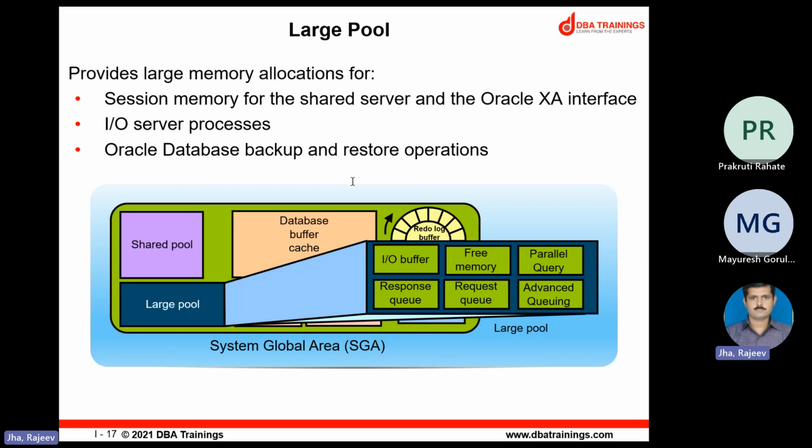Like suppose you are going for a bulk update, or you are going to use RMAN for backup and recovery, or you want to use I/O slaves, in those cases the large pool will come into the picture. Let me go into details within the large pool, we have a small thing, and you can understand how it will work.